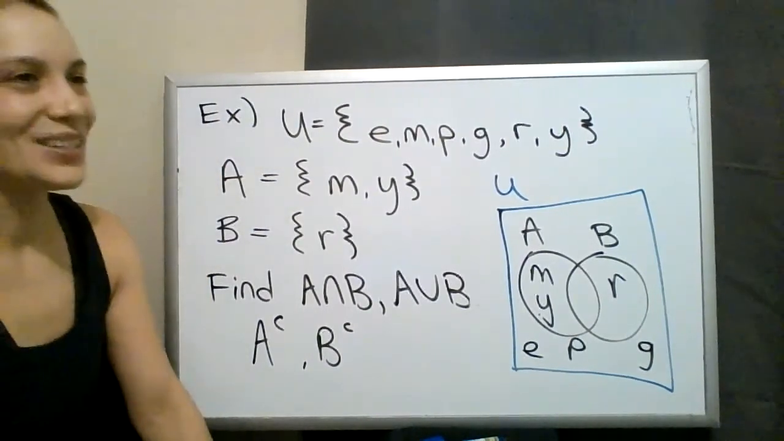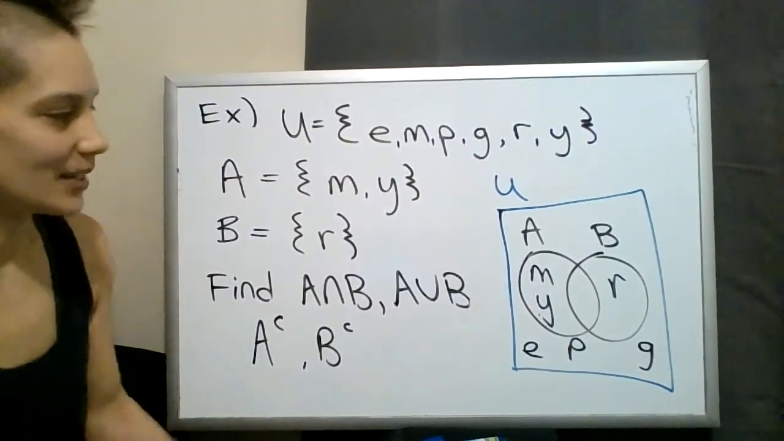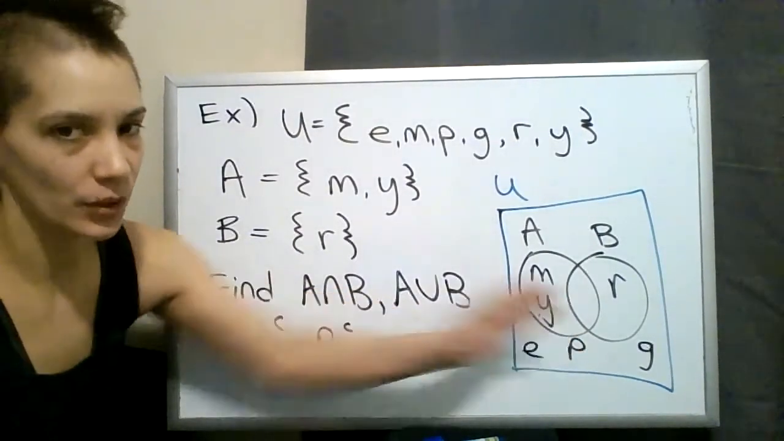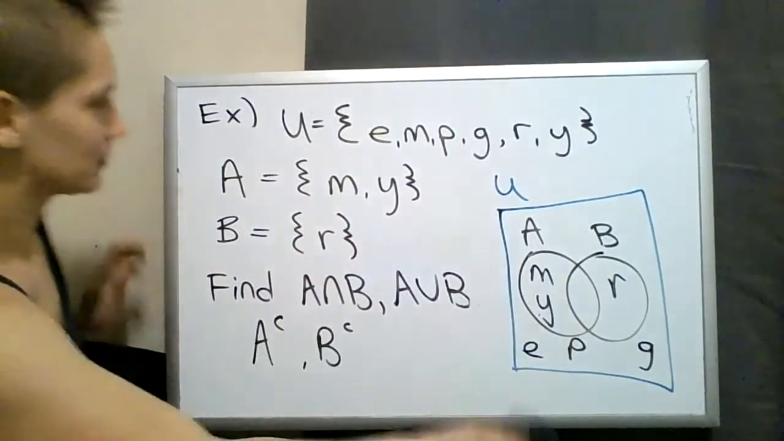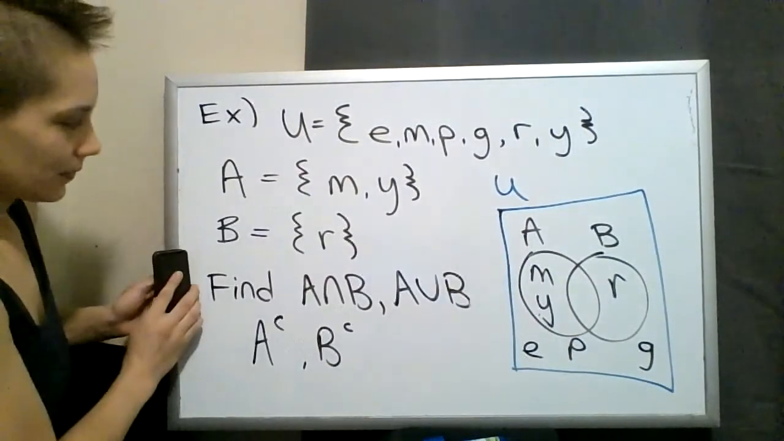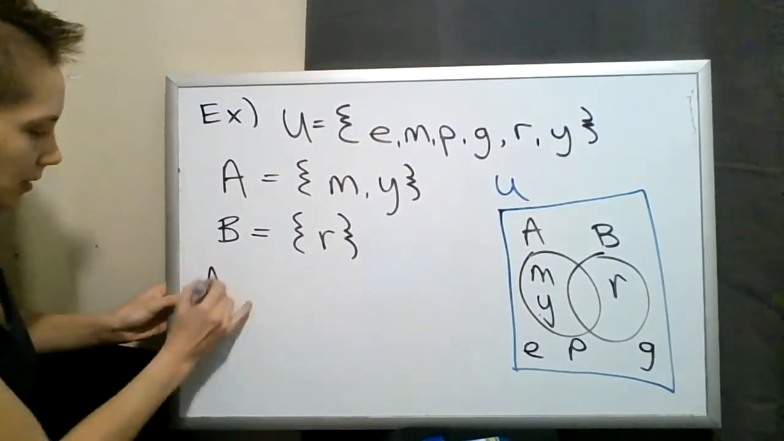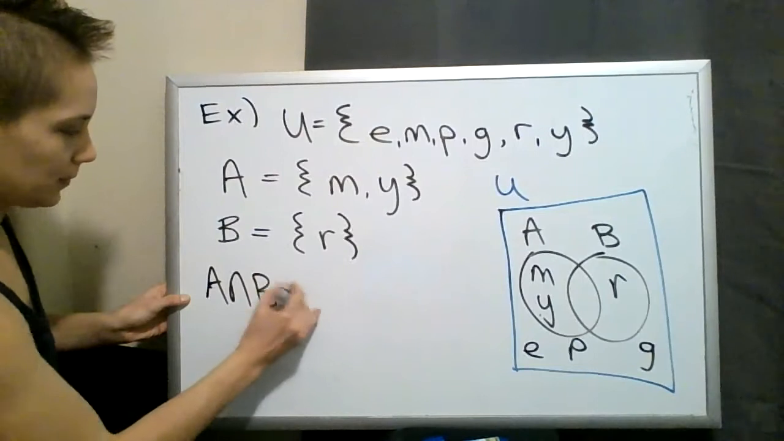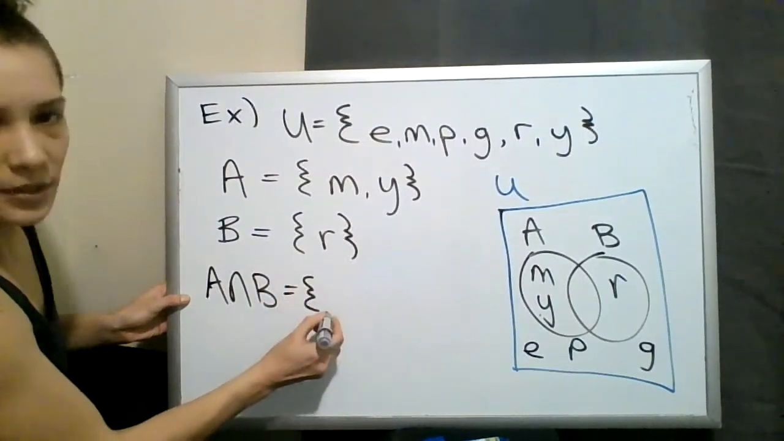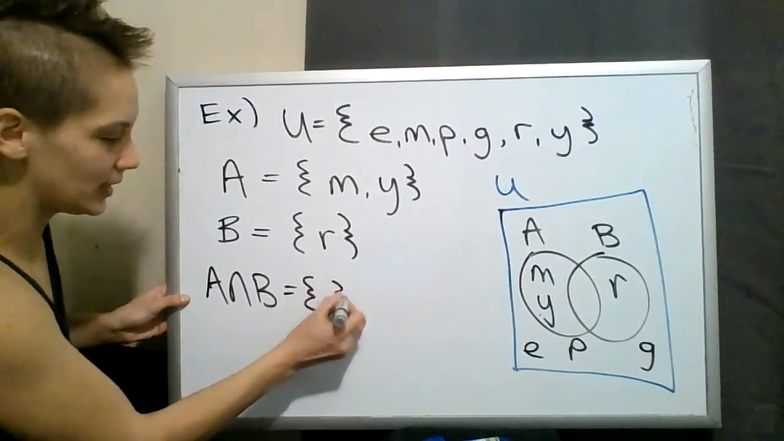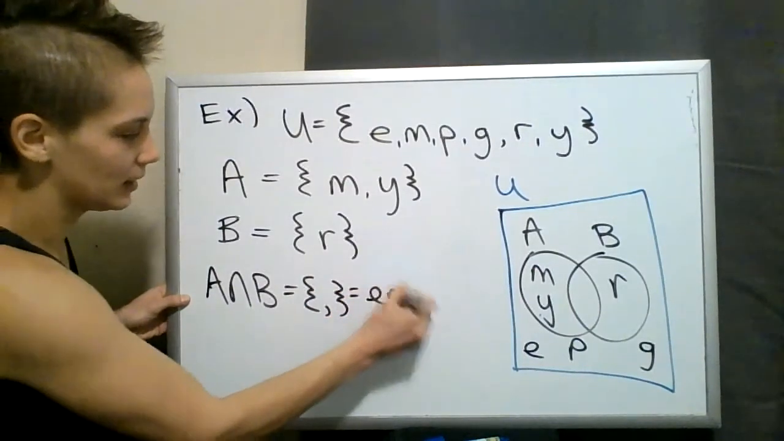Okay, so A intersect B, we already kind of talked about it from the picture, it's empty. And you can write empty set, or you can write empty brackets. Either one works. Sometimes I think a lot of people put a little comma in there, or just leave it blank. It doesn't matter. I like empty set.